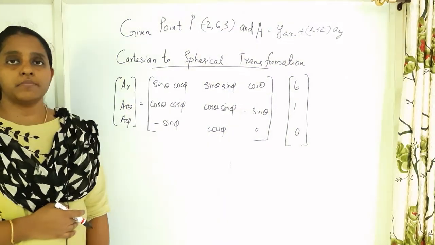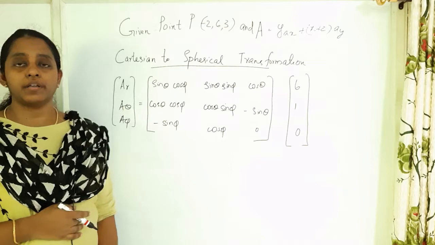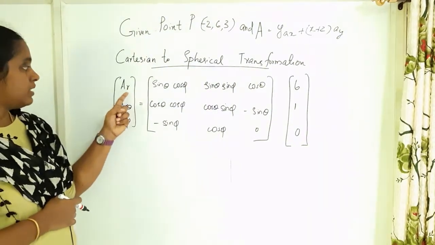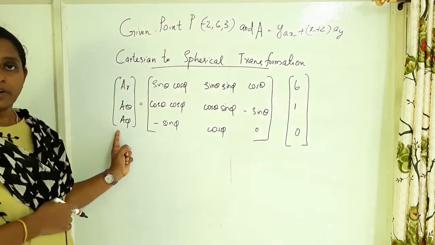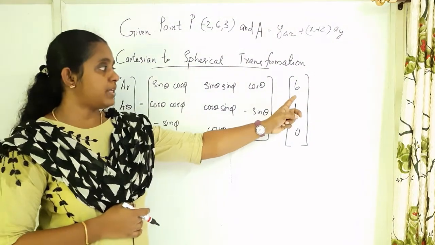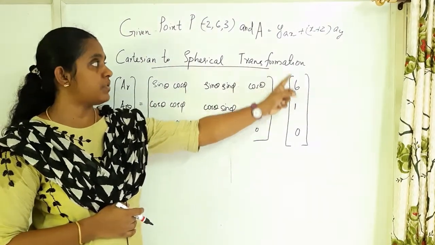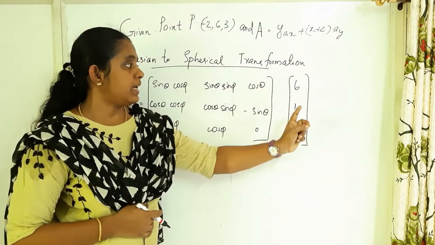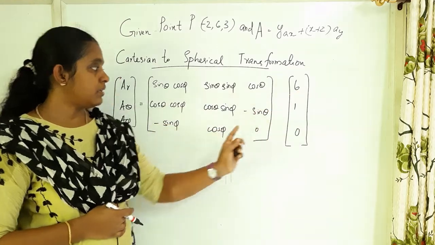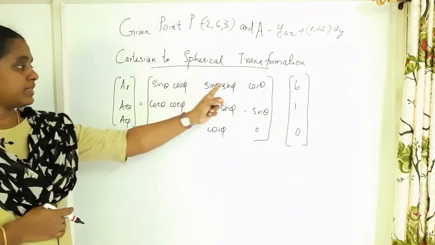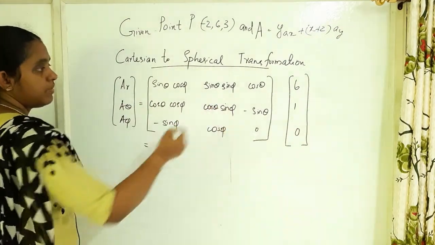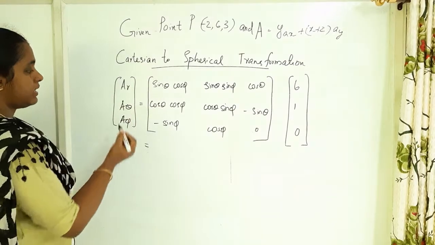Similarly, we have to convert from Cartesian vector into spherical vector. So we can apply this transformation. We already found out the Cartesian vectors, the coefficients of ax, ay and az, that is 6, 1 and 0. Then we have to write the transformation matrix here. Now we can multiply the matrix and find the answer of AR, A theta and A phi.